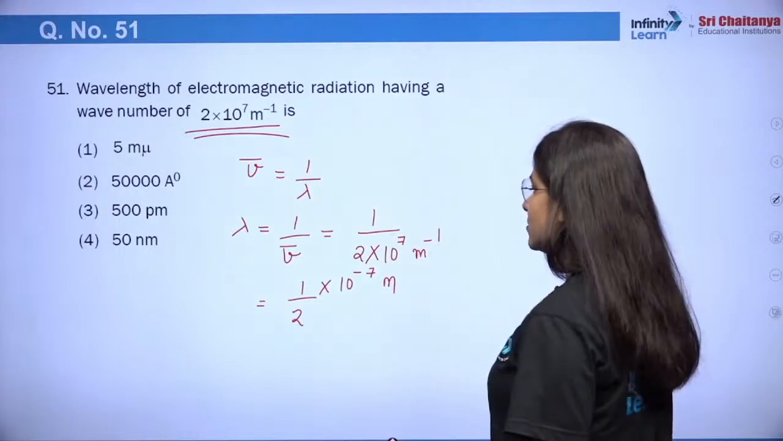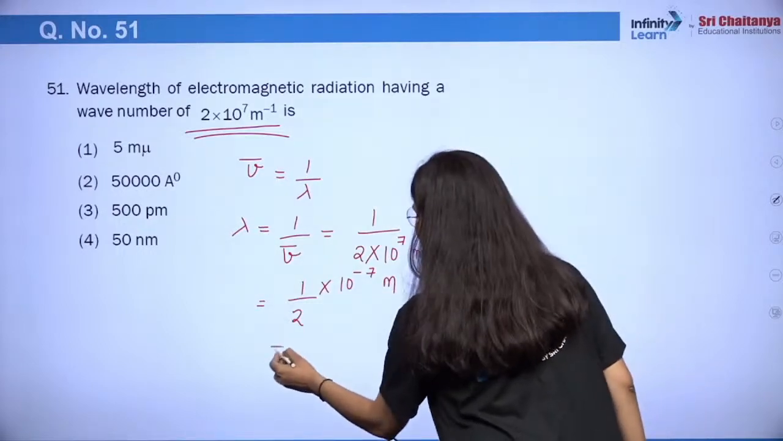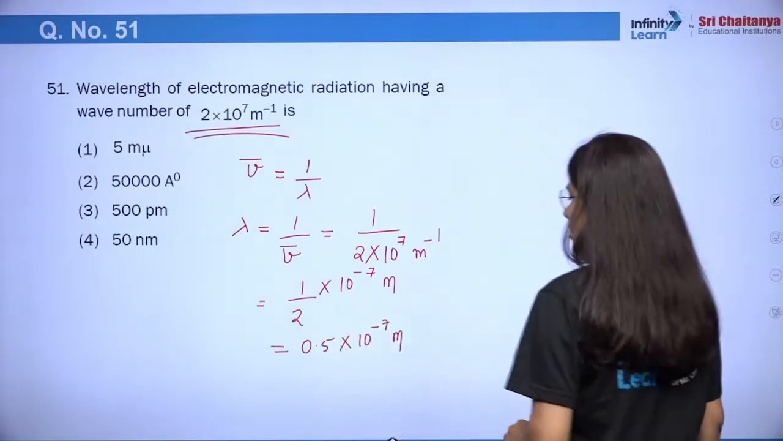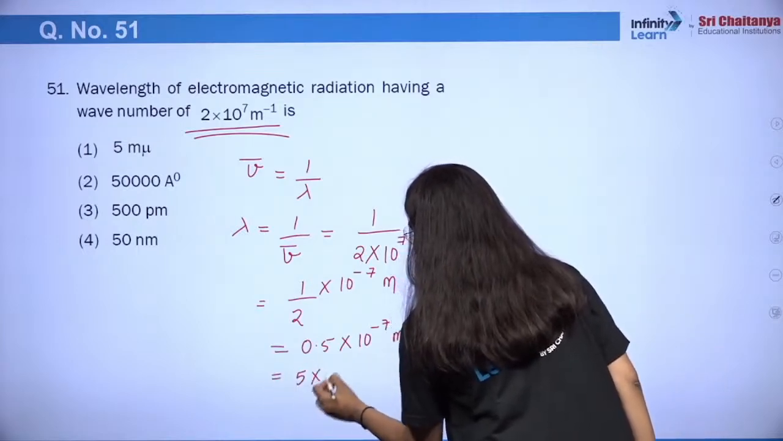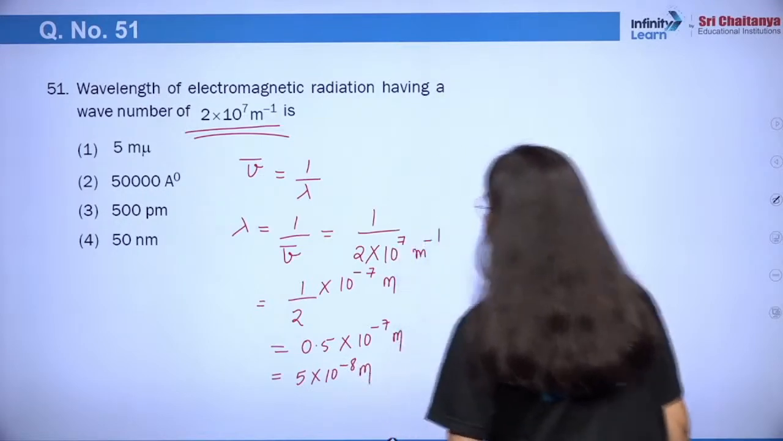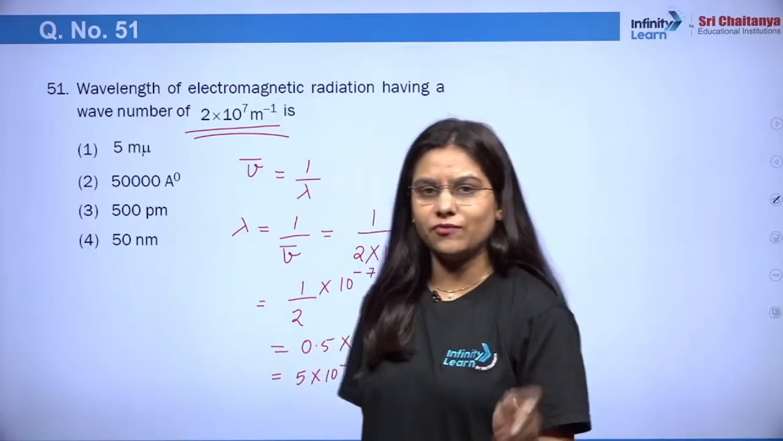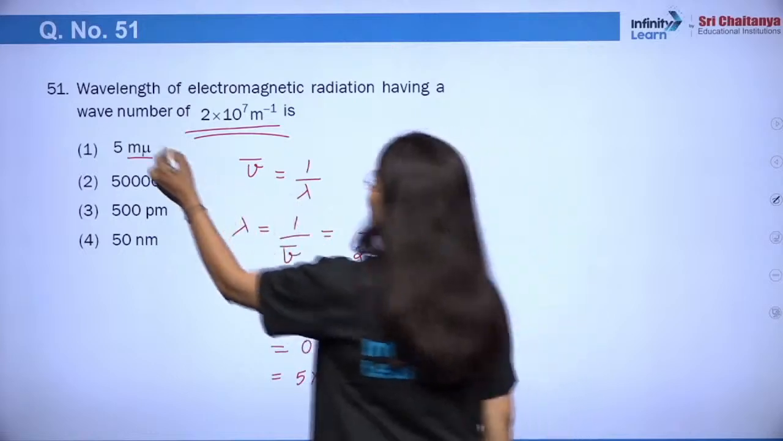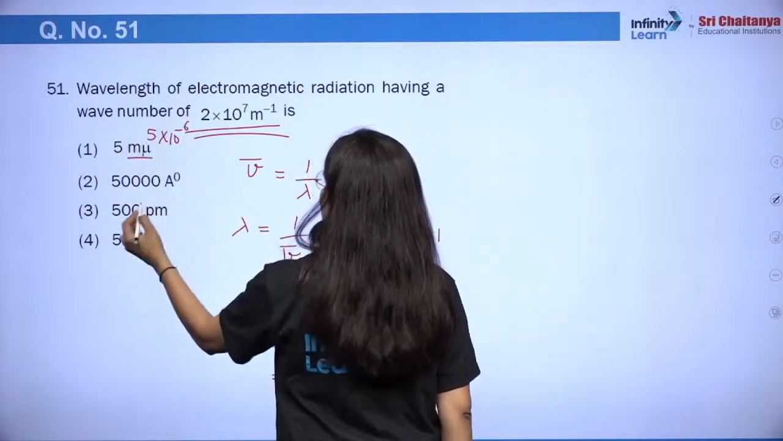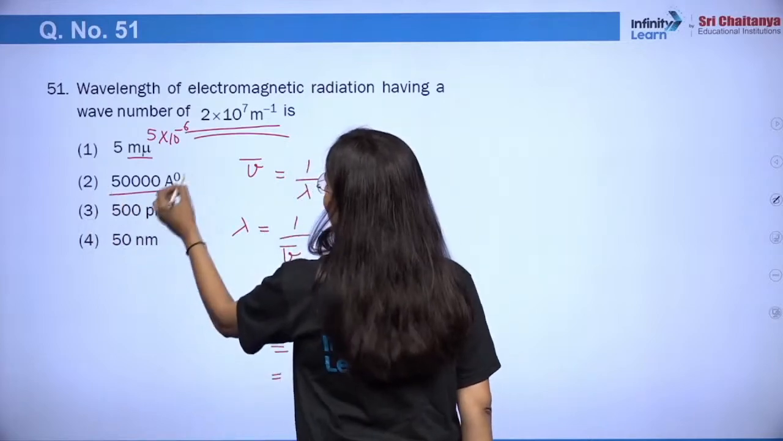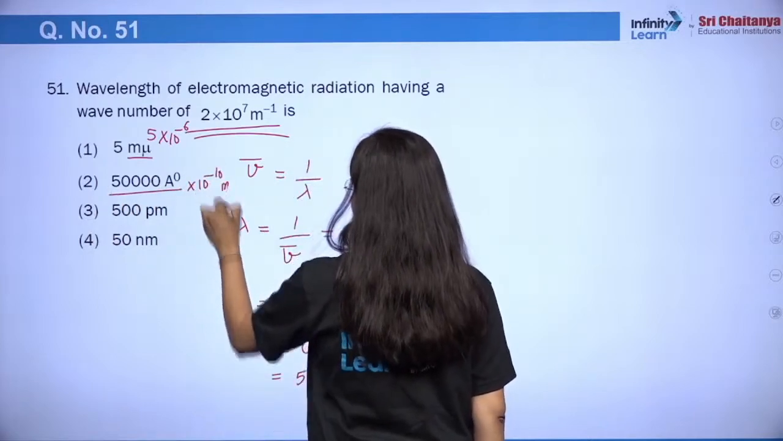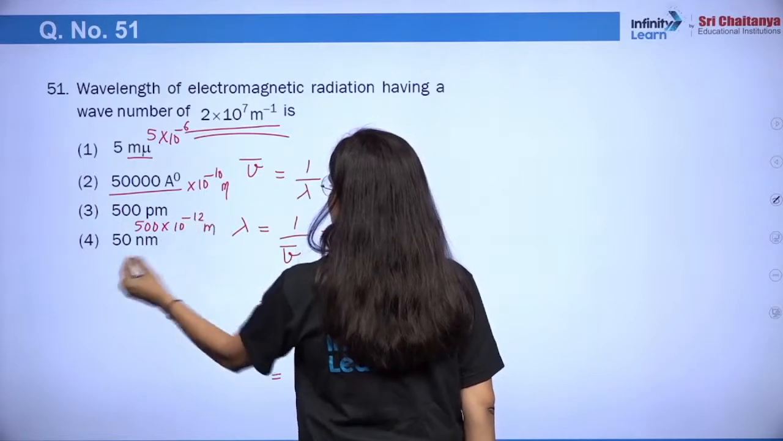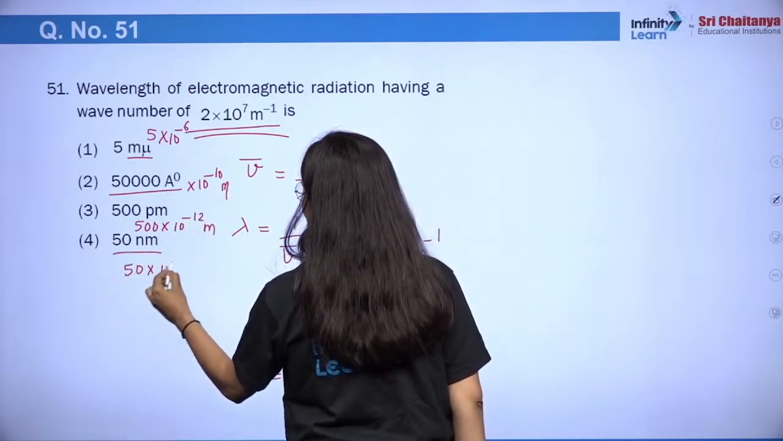Now let's see the options. In options what I have is in terms of 50, so it will be 0.5 into 10 raised to power minus 7 meter, or I can say it will be 5 into 10 raised to power minus 8 meter. Now coming to the options, they are not in terms of meter, they are in terms of other units. For example, micrometer means 5 into 10 raised to power minus 6, right? Angstrom means this much into 10 raised to power minus 10 meter. 500 picometer means 500 into 10 raised to power minus 12 meter, and 50 nanometer means 50 into 10 raised to power minus 9 meter.